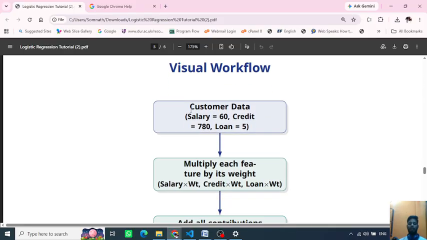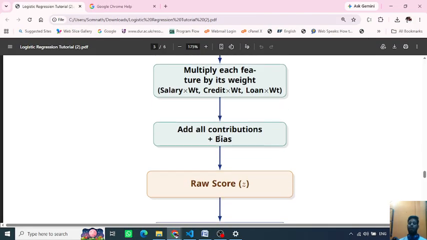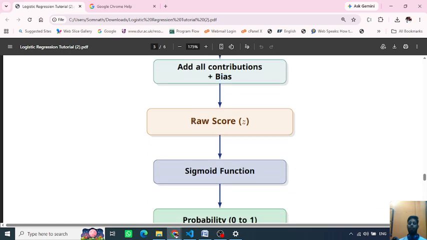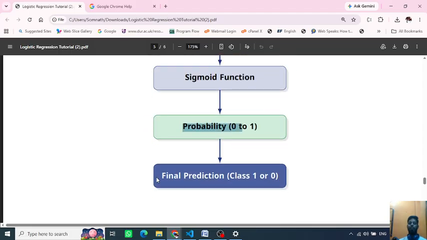So the workflow is like this: take the customer data, multiply each feature by its weight, add all the contributions plus the bias, and finally get the raw score. Apply the sigmoid function and get the probability value and the final prediction, whether it's class 1 or 0, based on the probability value. If the probability value is close to 1, we assume that this belongs to class 1. If the value is close to 0, then it will be class 0.